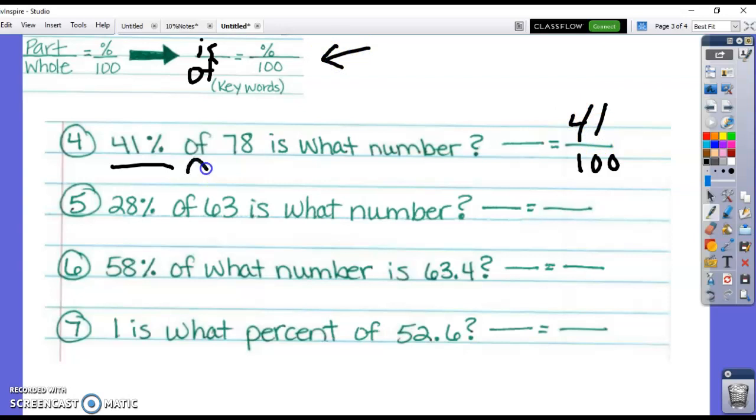And then I have of 78. So "of" is my whole. It's going to go on the bottom. And then "is" what number? I don't know what that is. That's what I'm trying to find. So I'm going to put my X there this time.